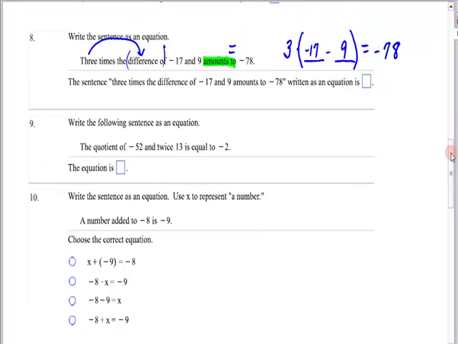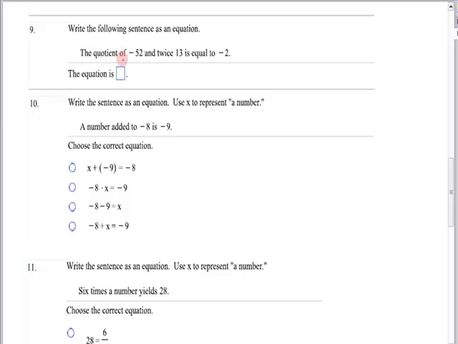All right, next translation. Quotient of negative 52 and twice 13 is equal to negative 2. All right, there's my verb, so that's going to be my equal sign. The quotient of, okay, quotient. The quotient of negative 52, whatever you see first, you write first, and twice 13 is equal to negative 2.